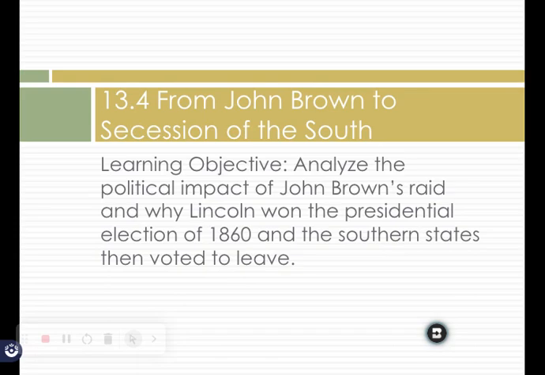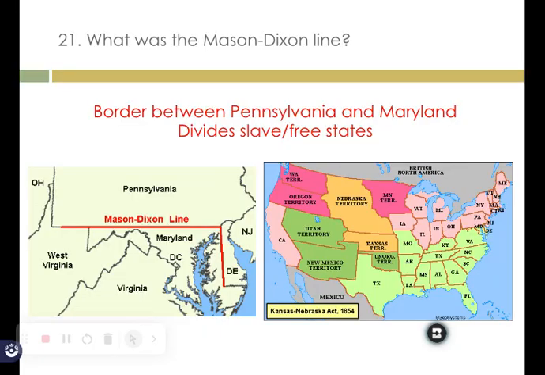Okay. Now, that takes us to 13.4, from John Brown to secession of the South. So really, this learning objective walks us through the 3 phases that we're going to go through in 13.4. It says, analyze the political impact of John Brown's raid and why Lincoln won the presidential election of 1860, and the southern states then voted to leave. Okay, so John Brown's raid, election of 1860, and then southern states leave. Okay, so those are the topics we're going to go through.